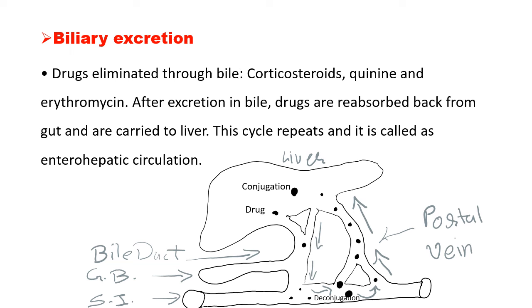Now another mode of excretion is biliary excretion. After excretion in bile, drugs are reabsorbed back from the gut and are carried to the liver. This cycle repeats and it is called enterohepatic circulation. Enterohepatic cycling prolongs the duration of action of the drug. Examples are chloramphenicol and erythromycin.